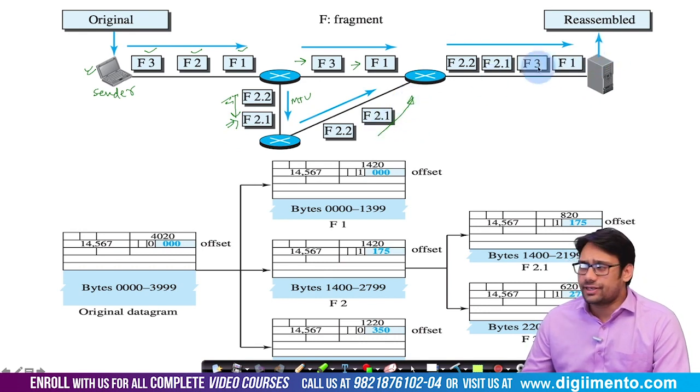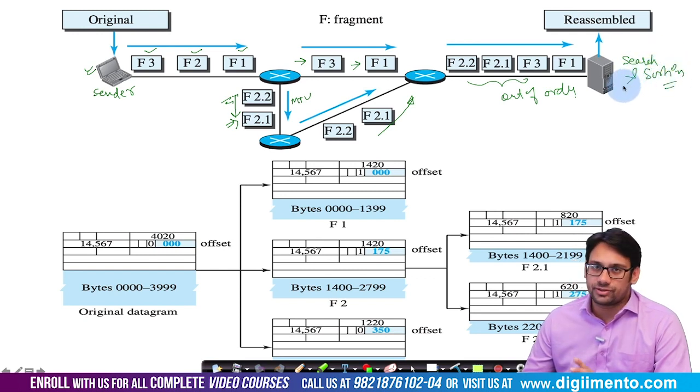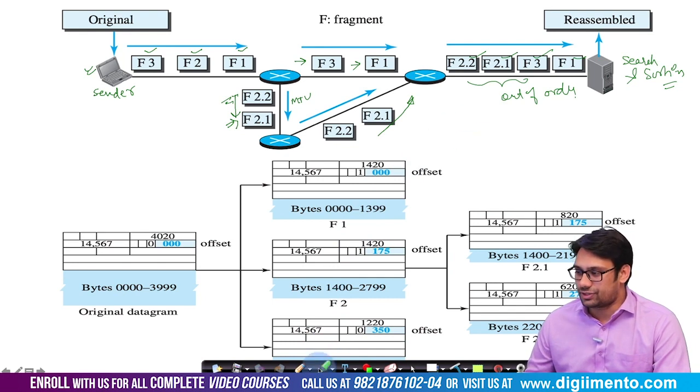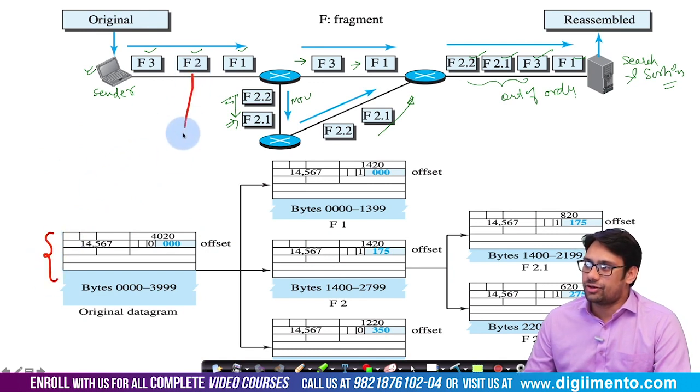Now, at the destination, these packets are coming out of order. It is the responsibility of the destination to reassemble these fragments, and for reassembling purposes, the destination has to apply a searching and sorting algorithm. What do you mean by searching and sorting? You have to search where is the first fragment, then where is the second fragment, then where is the third fragment, and then where is the fourth fragment. So you have to follow different searching and sorting algorithms at the destination to implement this function. As you can see here, this is your original datagram and this is representing your fragment number 2.